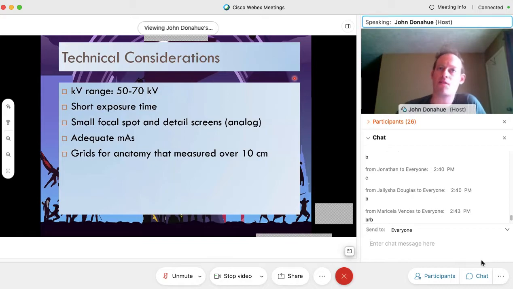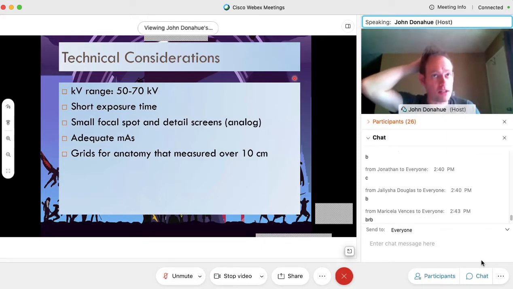Short exposure times, as with all extremities, we want to have short exposures to make sure they are actually exposed properly. We would never do a long exposure time on an extremity. It would not come out correctly. Small focal spot and detail screens for analog. We always want that smallest focal spot selected as possible. Once again, extremity work, you must have a small focal spot to have the proper quality visualized on your screen.